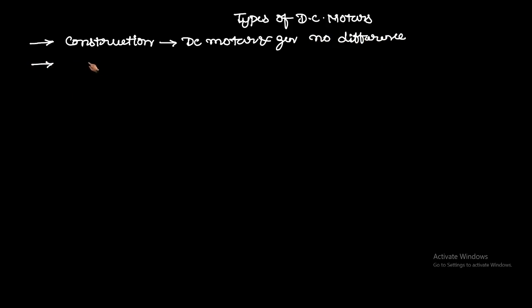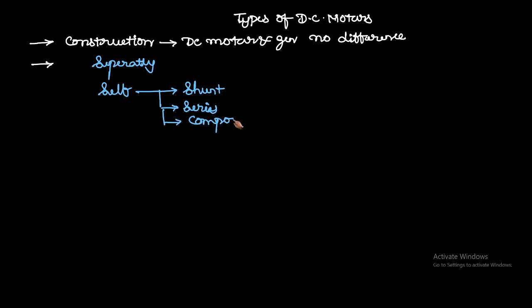In the case of DC motors also, as we discussed for the DC generator, the first one is the separately excited DC motor and the other is self excited. In the case of self excited, we have the shunt motor, the series motor and the compound motor. So three motors will be there in the case of DC motors also. Let us take them one by one. First, what is the separately excited DC motor?